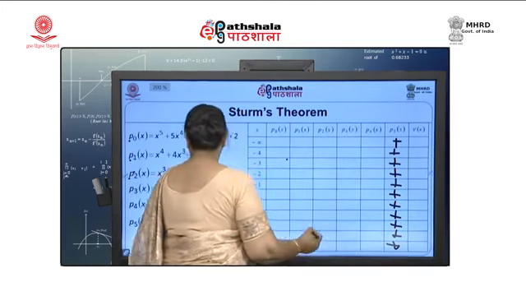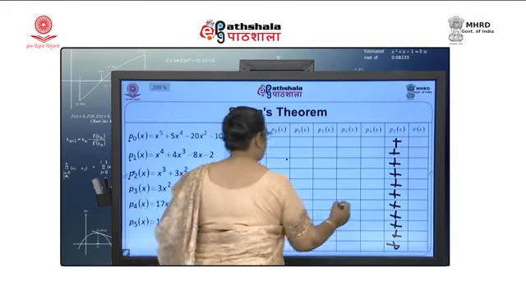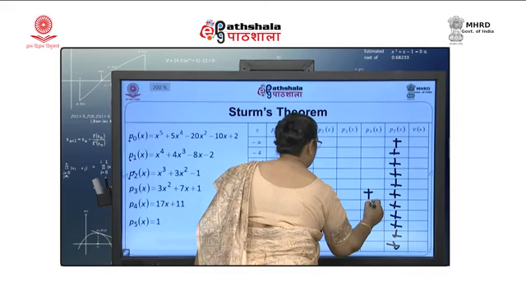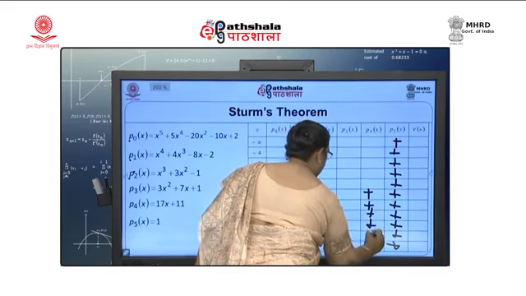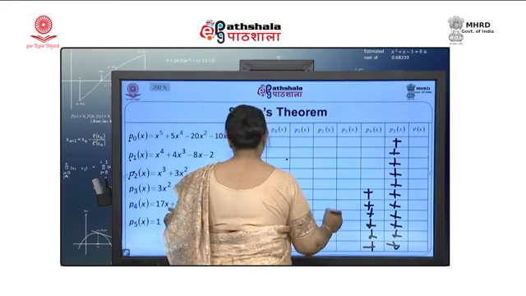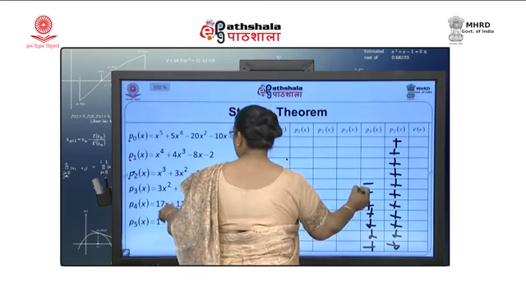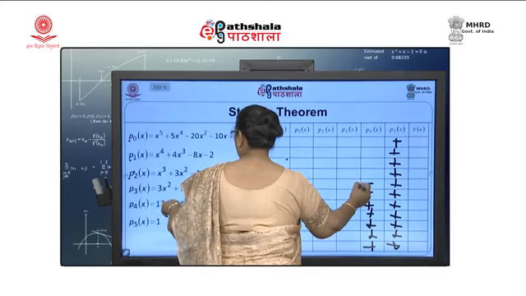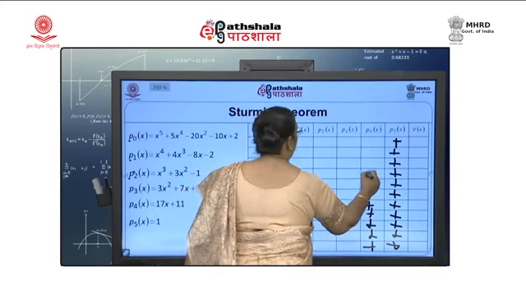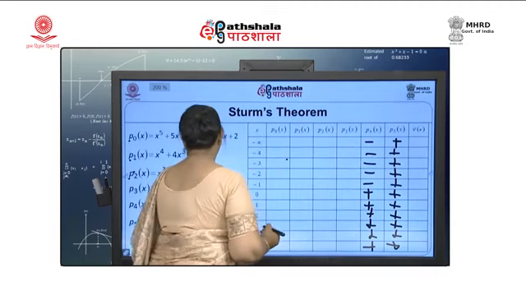P4 is 17x plus 11. If x is positive, it is all positive, and at 0 also it is positive. So, it is positive at all these points. At minus 1, it is minus 17 plus 11, which becomes negative, and for more negative x, the x term is going to be more dominant. So, at all other negative points it is going to be negative.